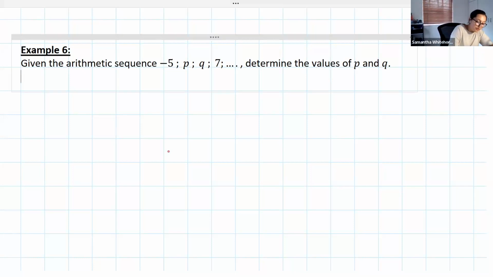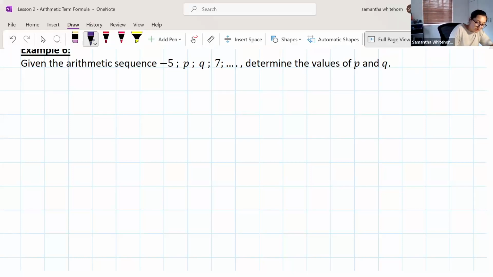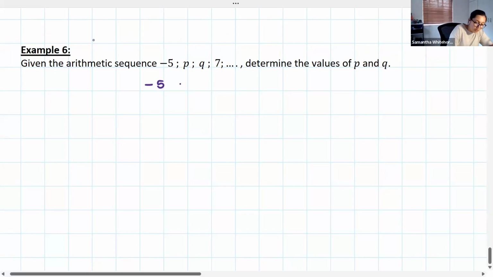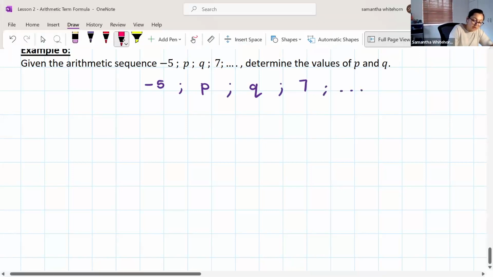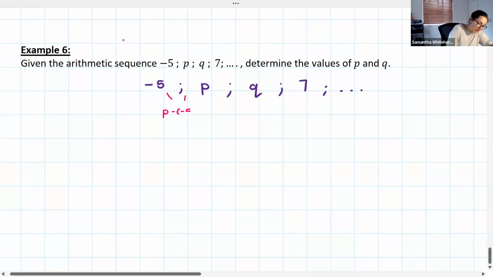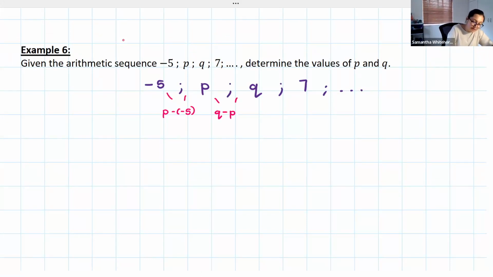All right, so the first thing that I will always do, regardless of what I'm working with, is always work out those differences. If I can see it's geometric, which we'll get to, I'll work out the ratios. But here I'm going to work out differences because I've been told it's arithmetic. So this is P minus 5. If you want to say P plus 5, that's fine. This is Q minus P. And this is 7 minus Q. Okay, so I've worked out my differences.